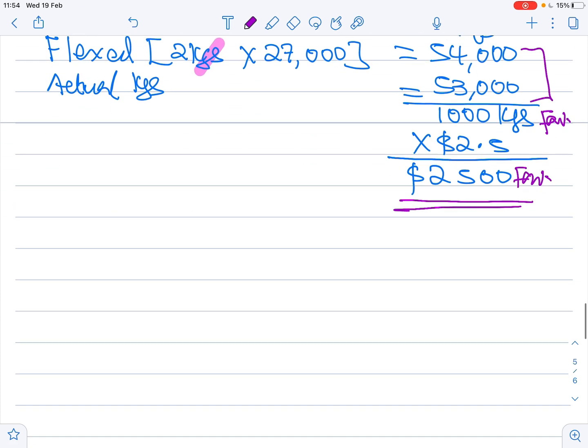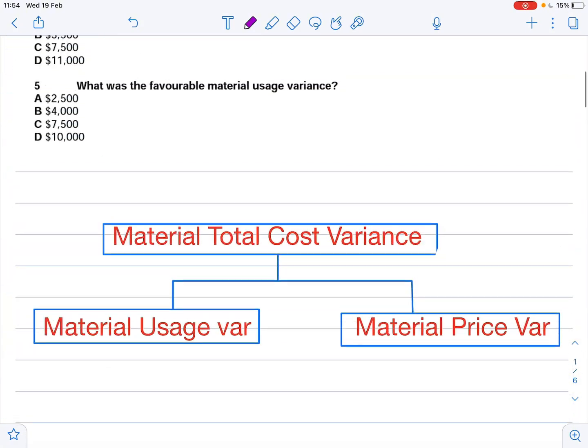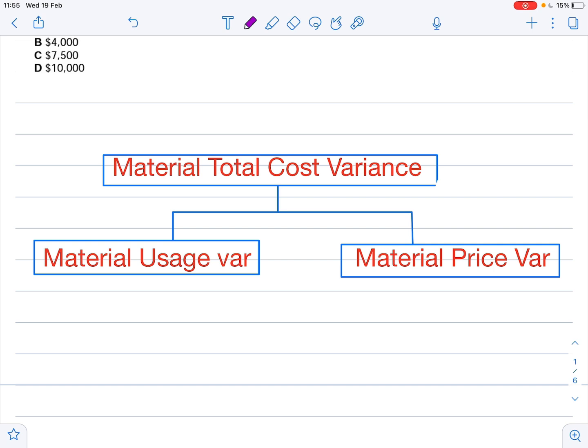So we can conclude here by saying our... so you remember this chart? This chart. So we can say now that our material usage variance, we got that to be 2.5 favorable, but material price variance is $3,500 adverse.